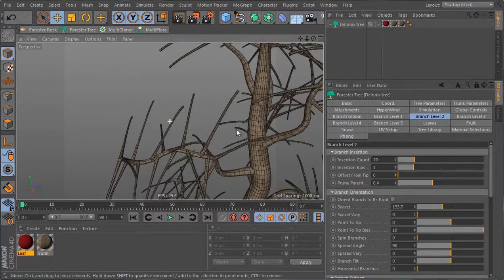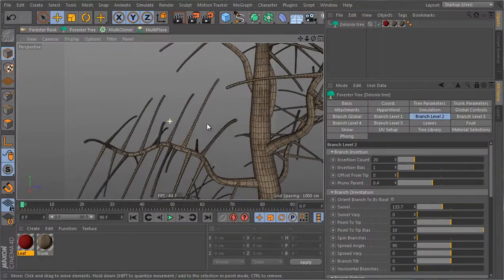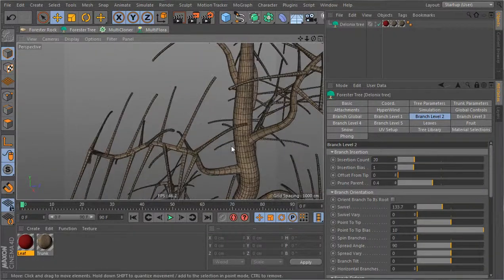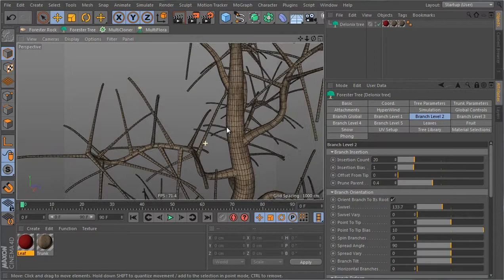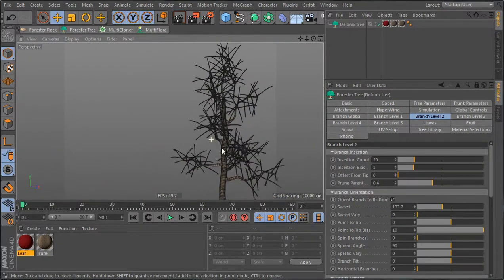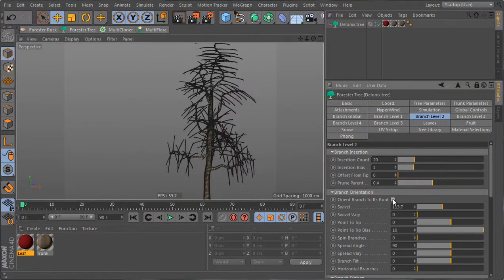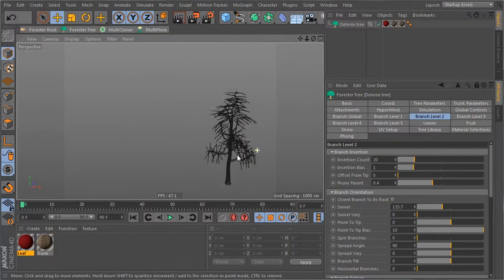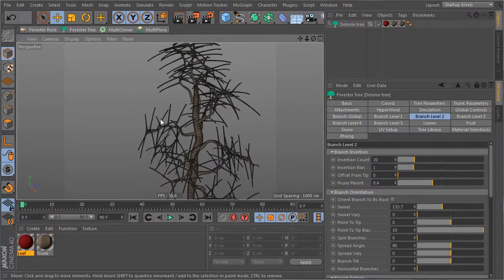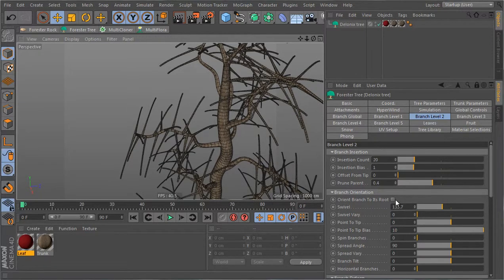So if you look here, we see that the distribution of the level 2 branches is uniform, while if I check it, then the distribution of these branches is not uniform at all. So it's up to you to decide whether you want to use it or not, but bear in mind that for a uniform distribution, you should uncheck it.